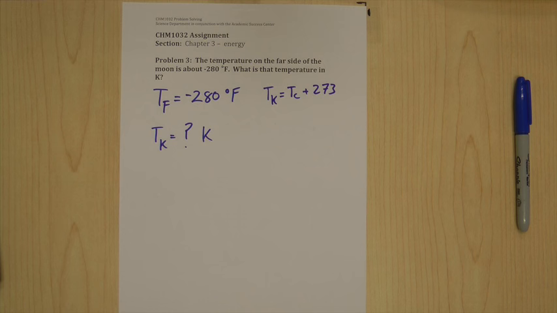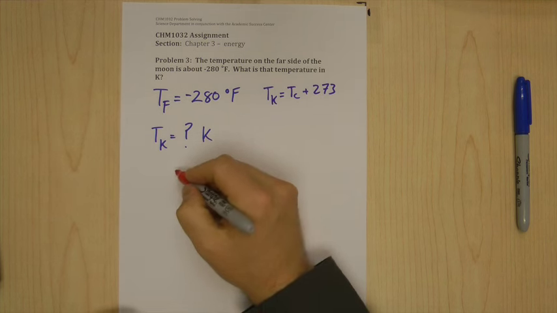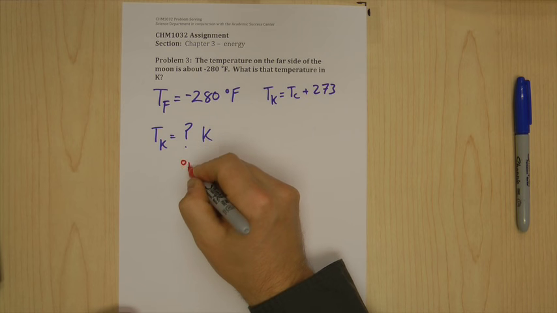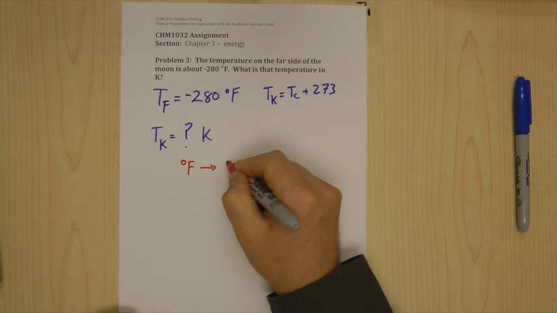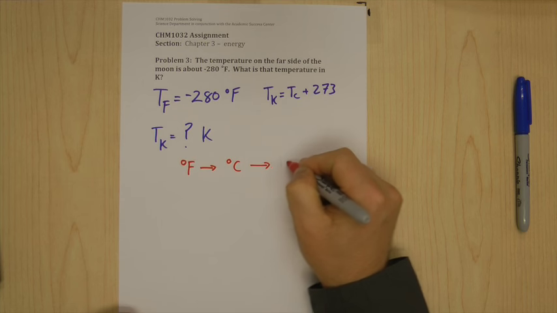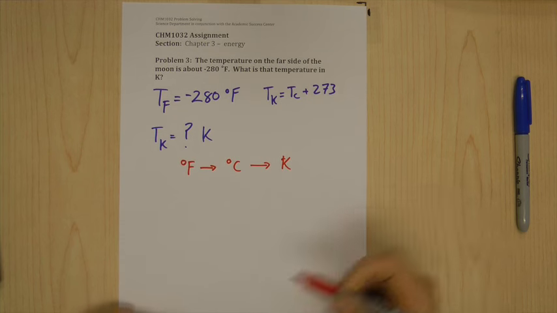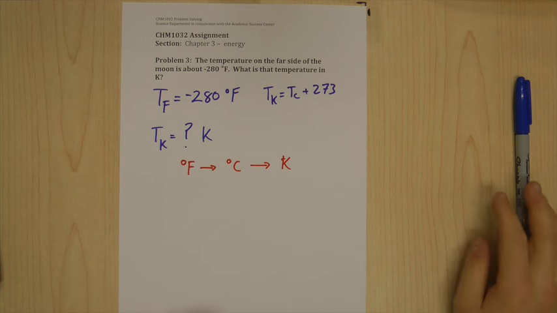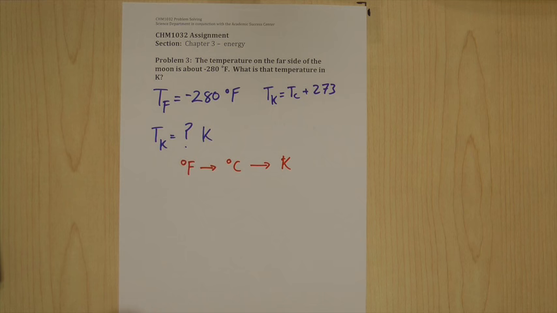We actually have to convert first to degrees Celsius, and then to degrees Kelvin. So we're going to go from degrees Fahrenheit to degrees Celsius to Kelvin. We have to do it that way. Not a problem. Just we have to be aware that that's what we have to do. So let's start it off. No time like the present.